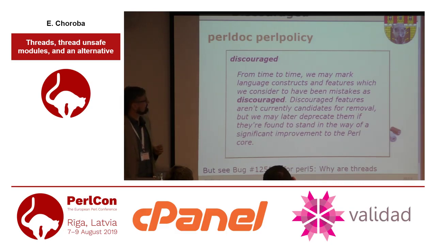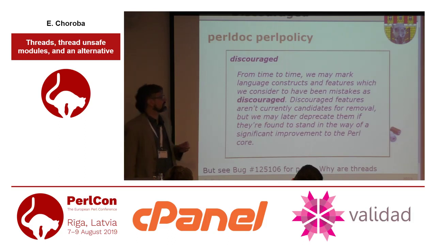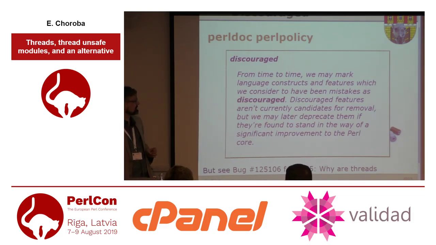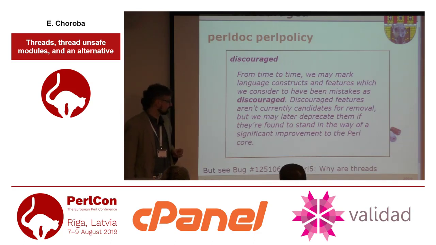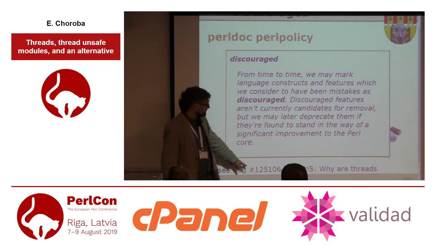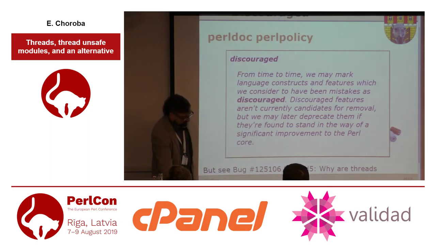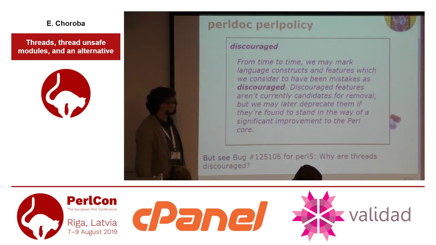It's not there, it's in Perl policy. And it says that discouraged means that from time to time we may mark language constructs and features which we consider to have been mistakes as discouraged. Discouraged features aren't currently candidates for removal, but we may later deprecate them if they are found to stand in the way of a significant improvement to the Perl core.